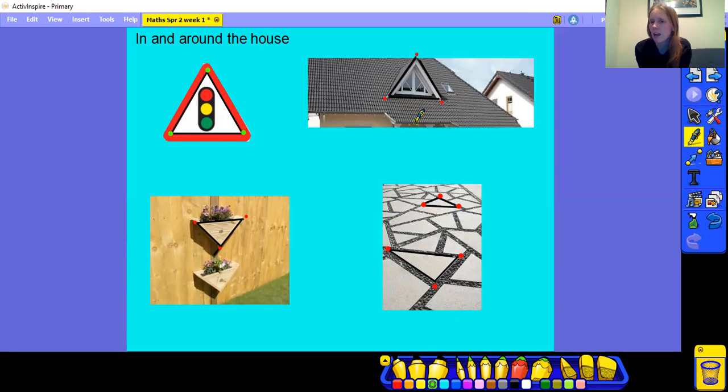Did you spot any other shapes in that picture? I wonder if you spotted the circles. Did you see the red circle, the yellow circle, and the green circle? That's right, the traffic lights are circle shapes. They each have one curved side that goes all the way round. Well done if you spotted those.